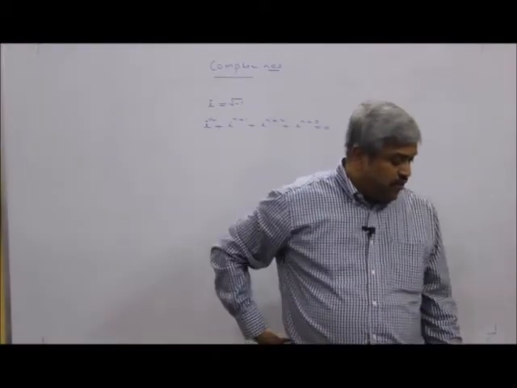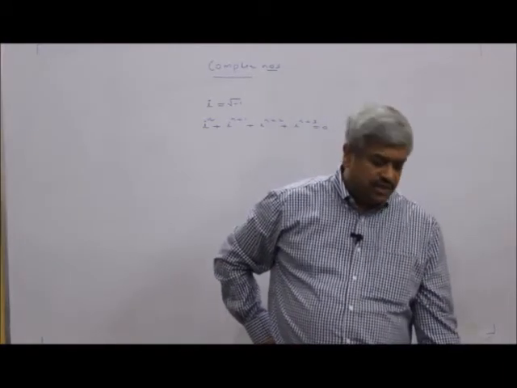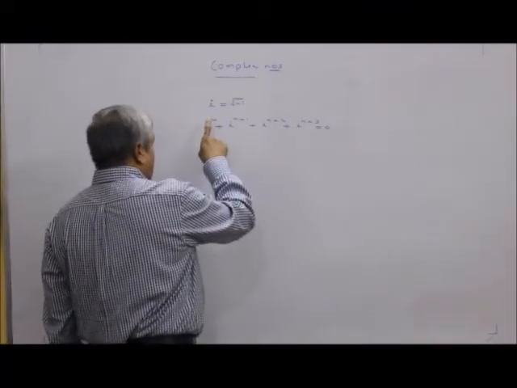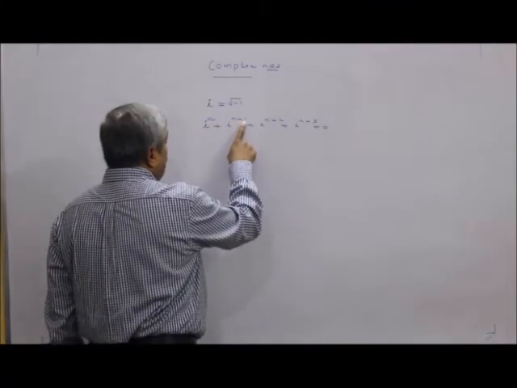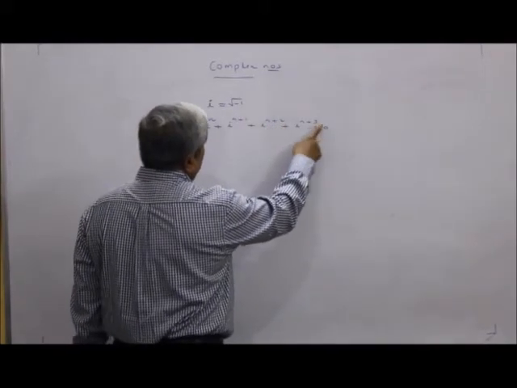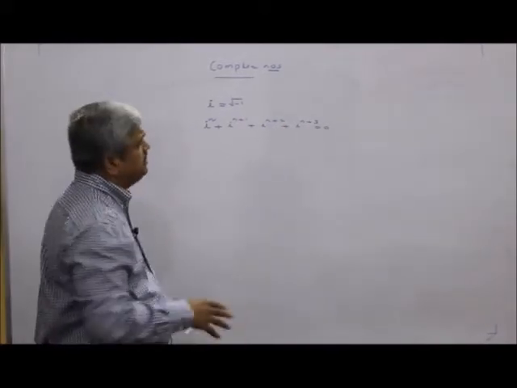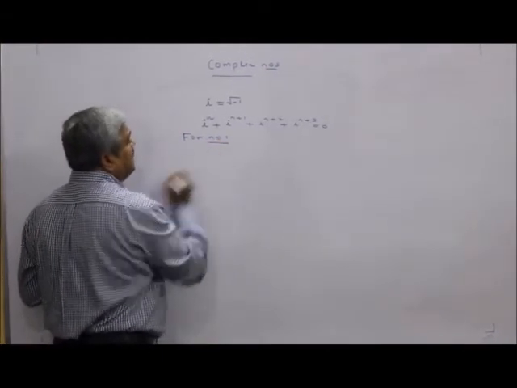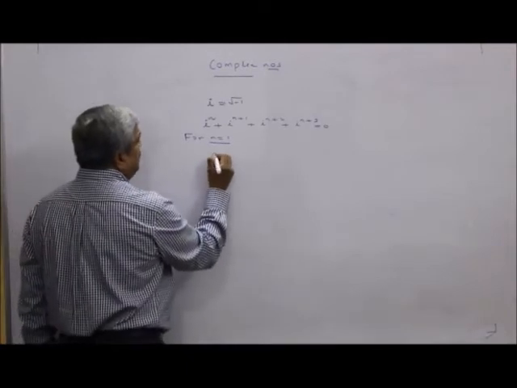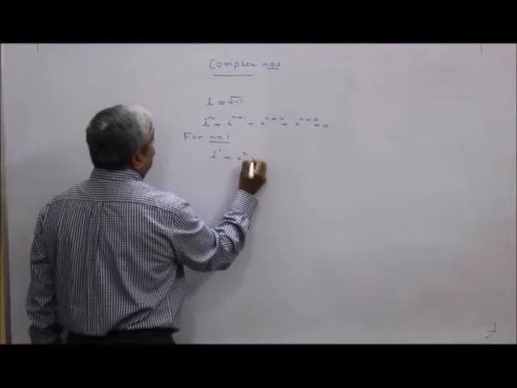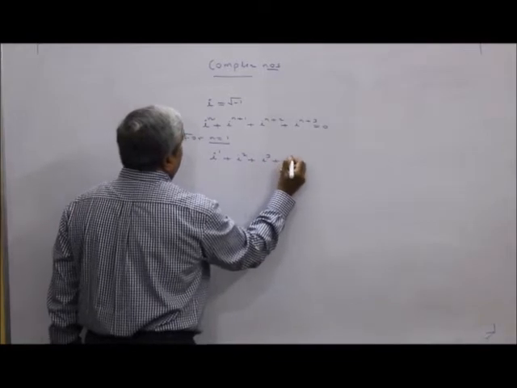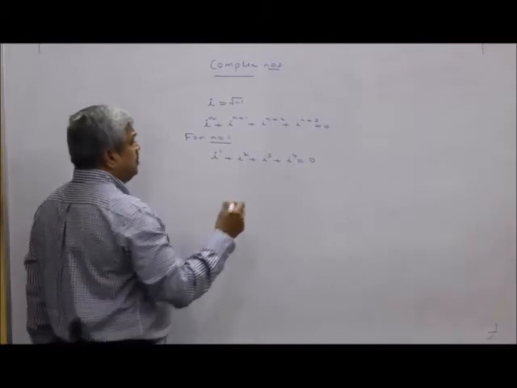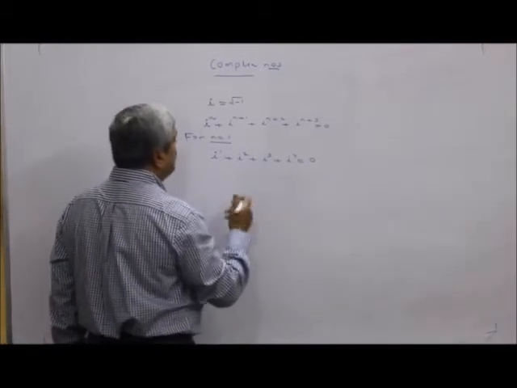So we say for any four consecutive integers, i to the power of n plus i to the power of n plus 1, i to the power of n plus 2, i to the power of n plus 3 will always be 0. For example, suppose you take n equal to 1, then i to the power of 1, i squared, i cubed, i to the power of 4 will always generate 0. So this will be highly useful for all competitive exams.